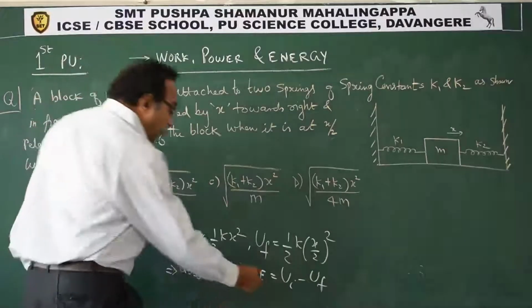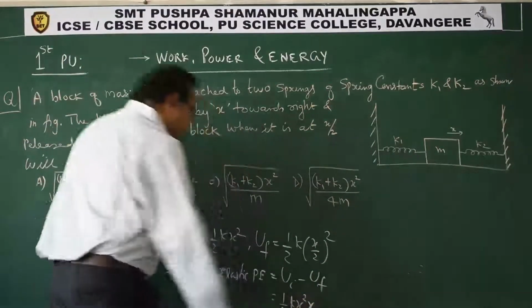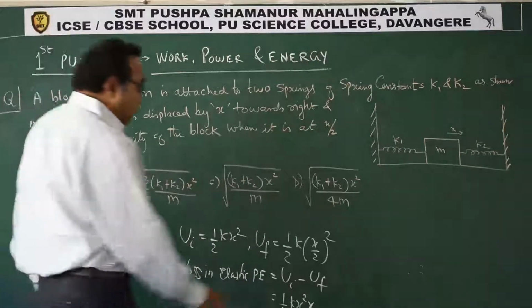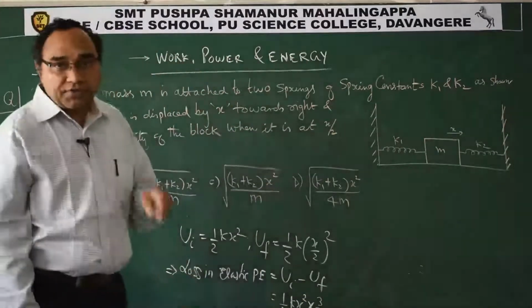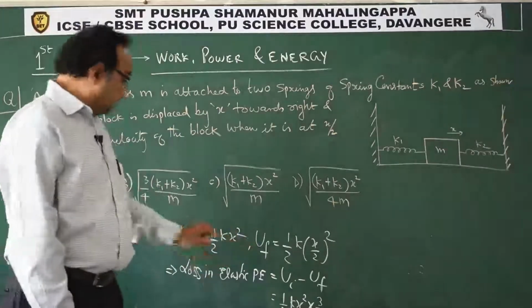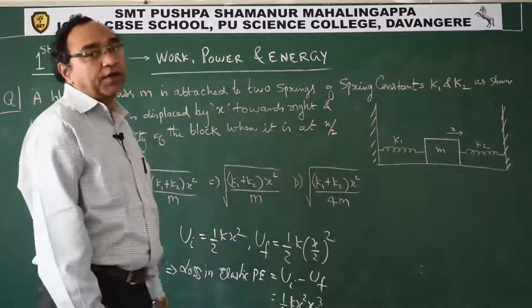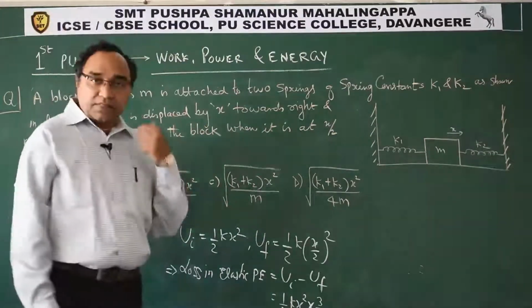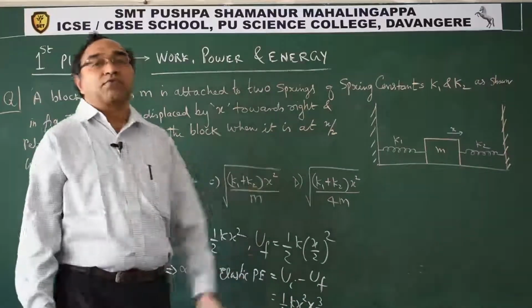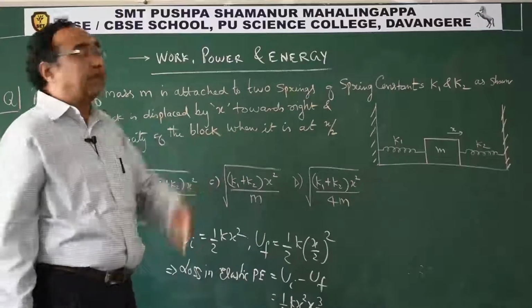So this gives us how much? Half kx² I can take common, 1 minus 1/4. So we get this as 3/4. This is the loss in elastic potential energy. Where is this energy going? It cannot vaporize. The law of conservation of energy says this definitely gets transformed into some form. This is giving motion to the body, hence kinetic energy.